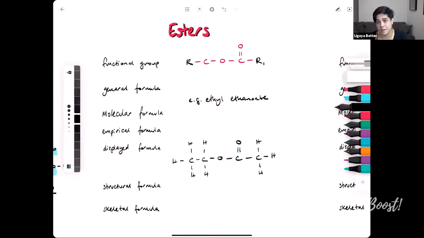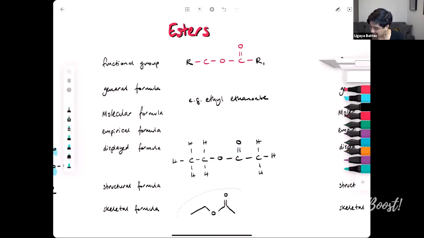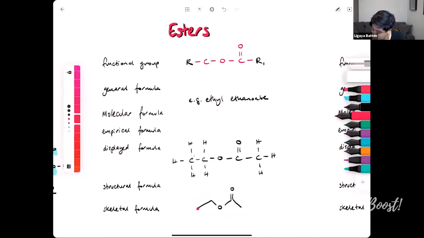The skeletal formula for this one might be a bit weird. So that's our 2 carbons on the left hand side. Then it's attached to an O, so we have an O like that. Then it's attached to a carbon, which is attached to a double bond O, and then it's attached to another carbon. Okay, so this is what the skeletal formula would look like for this ester. This being this carbon here, this being this carbon, then this is this carbon, and this is this carbon.